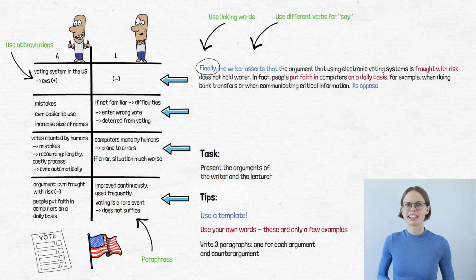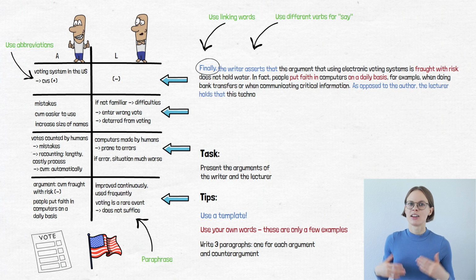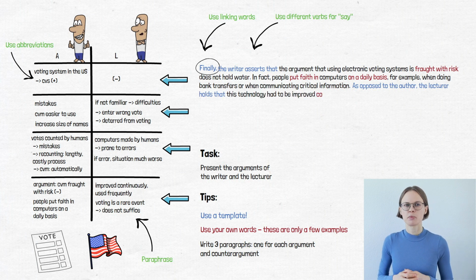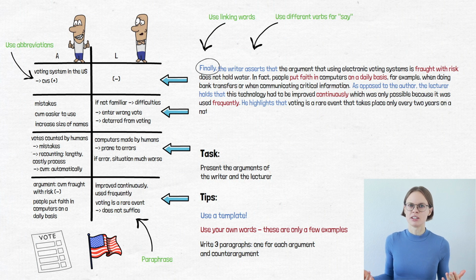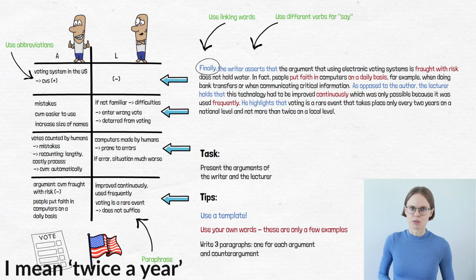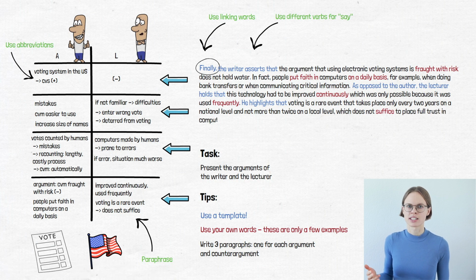I am going to write as opposed to the author. The lecturer holds that this technology had to be improved continuously, which was only possible because it was used frequently. He highlights that voting is a rare event that takes place only every 2 years on a national level and not more than twice on a local level, which does not suffice to place full trust in computerized voting systems.